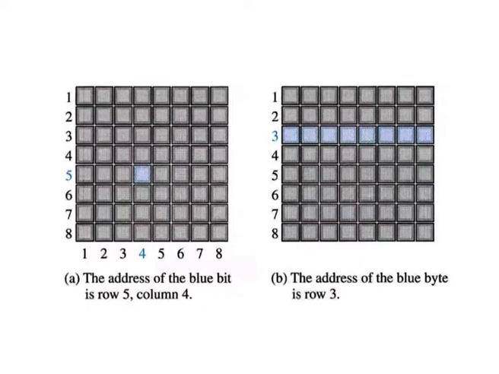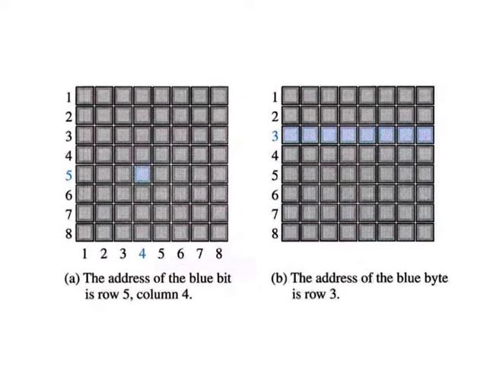Memory addresses and capacity. The location of a unit of data in a memory array is called its address. For example, in figure A, the address of a bit in the two-dimensional array is specified by the row and columns as shown. In figure B, the address of a byte is specified only by the row. So, as you can see, the address depends on how the memory is organized into units of data.